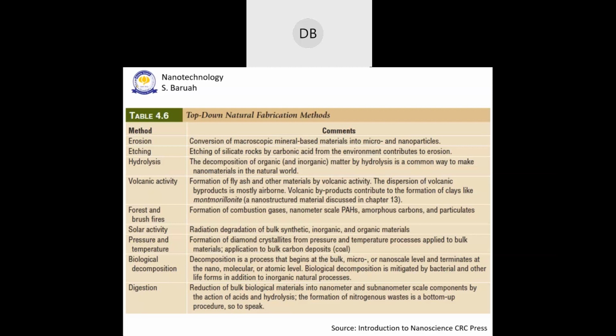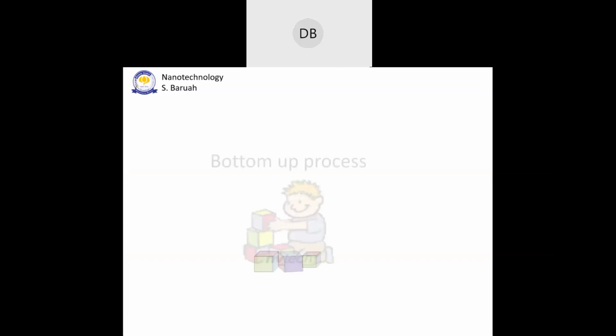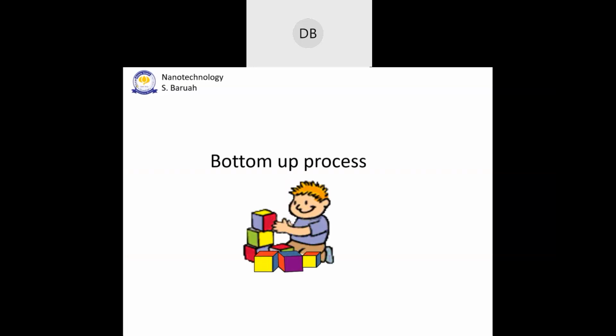The formation of nitrogenous waste is a bottom-up procedure. So some processes are bottom up, of course. I'll come to the bottom-up processes later after this. But the other biological materials, except the nitrogenous waste, are formed by the top-down process. All right, now let's move on to the bottom-up process.